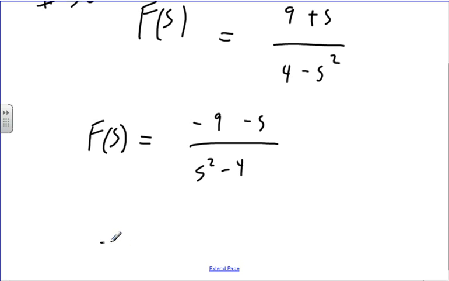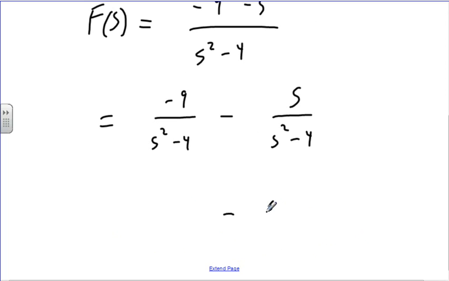So this could be minus 9 over s squared minus 4 minus s over s squared minus 4. And the minus s over s squared minus 4, that comes out to be the hyperbolic cosine. Hyperbolic cosine of 2t. So that I got that guy.